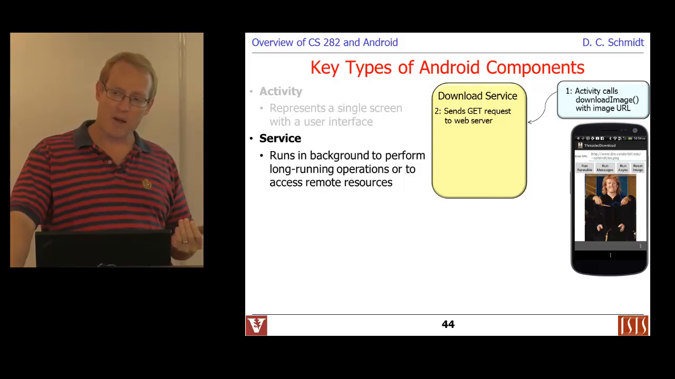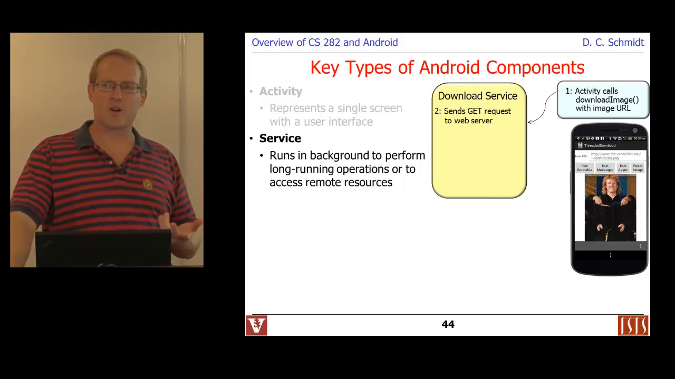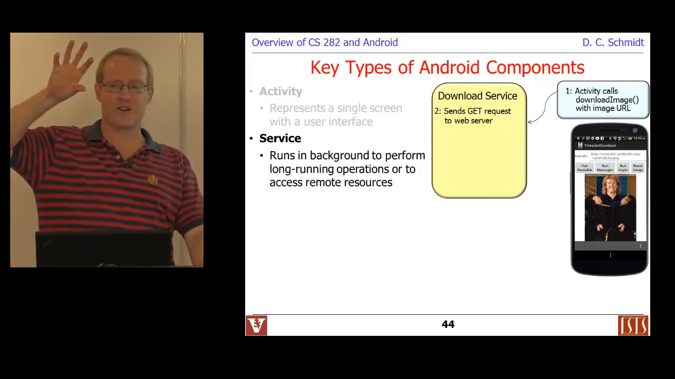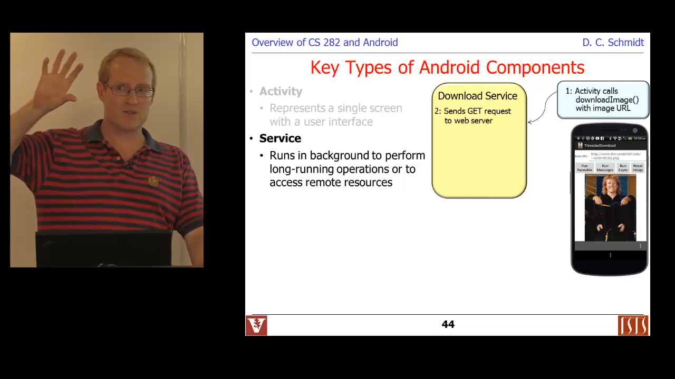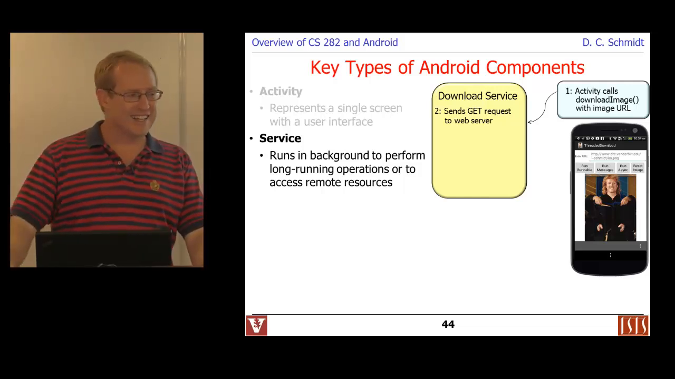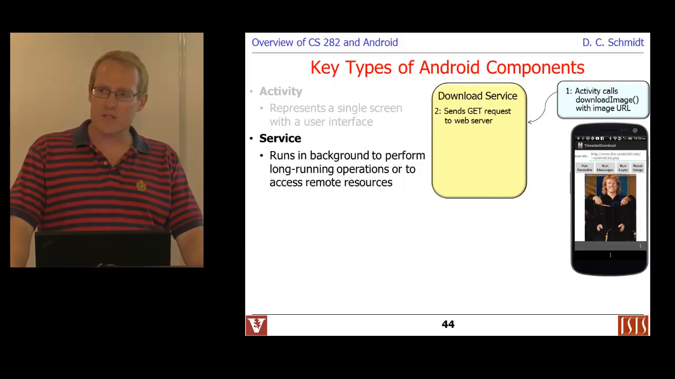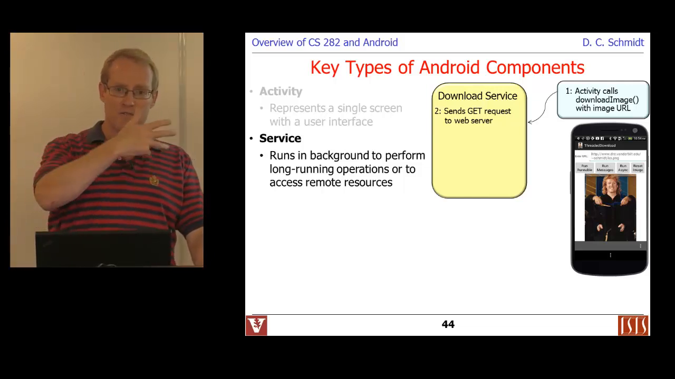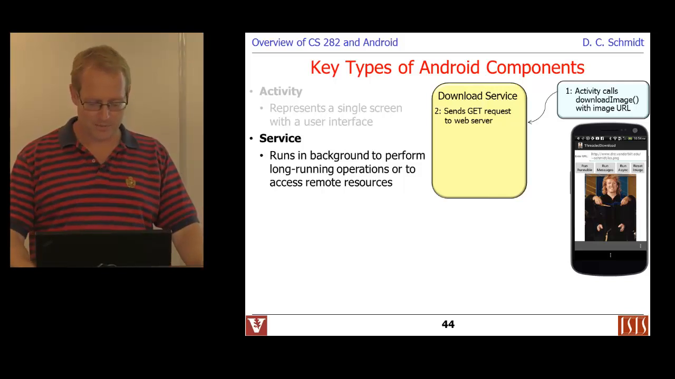And the ANR message is a bad thing to get. It's kind of equivalent in Windows or the Mac to getting that hourglass symbol. It says, I did something wrong, something's hanging. And so you want to design your applications to not hang. So we're going to talk about how you can use services and threads and other mechanisms to run things in the background so they don't interfere with what's happening in the foreground.